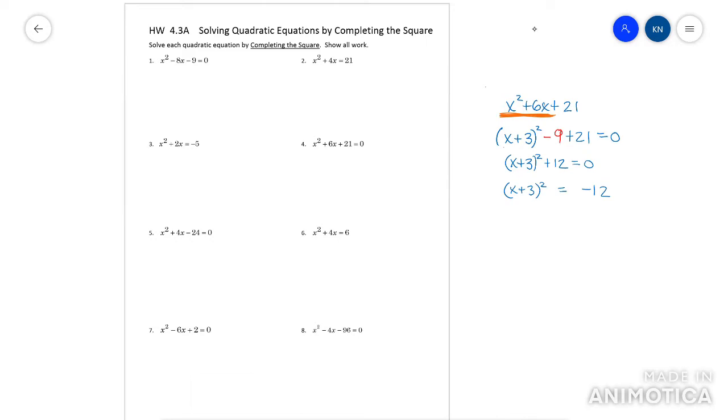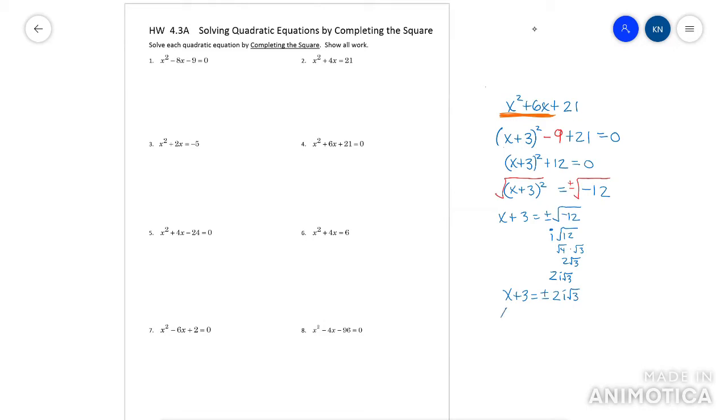Then I could root it. Don't forget plus minus when you root. So now it's x plus 3 equals plus minus the root of negative 12. If you've seen my other videos, you can call root negative 12, first of all, it would have an i, and then it'd be root positive 12. And then you could break down root positive 12 to be root 4 times root 3, which is 2 root 3. So this whole thing becomes 2i root 3. So it's actually x plus 3 equals plus minus 2i root 3.